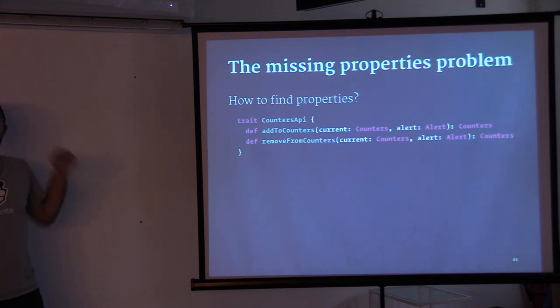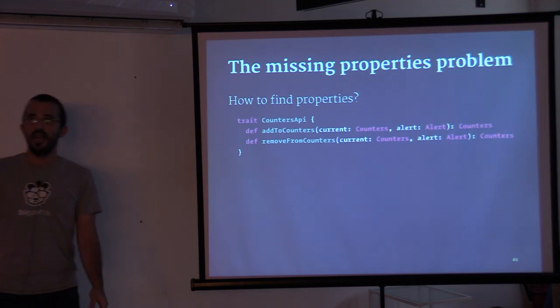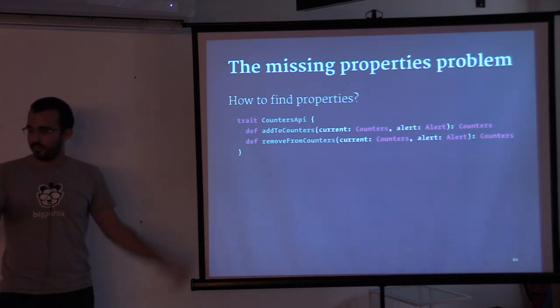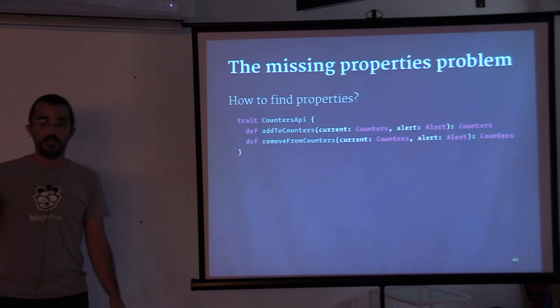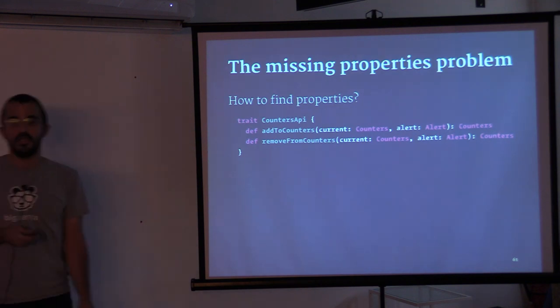I'm looking at my API. I think that's basically the one thing that you can do at this point. I'm looking at my counters API. I'm seeing two functions. I've written properties for each and every one of them. What am I missing? So a lot of people answer these kinds of questions in the bathroom, like this guy would recommend, with some quality time alone.